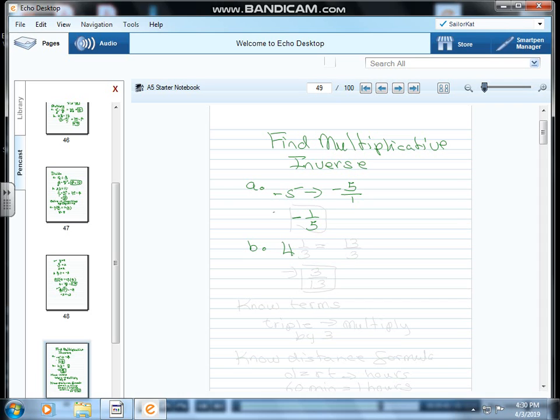Now if you have a mixed number, you're going to have to change it to improper. So 4 times 3 is 12 plus 1 is 13/3. To get your answer, you're going to have to flip it. And your answer is 3 over 13. I'll box this other one as well.